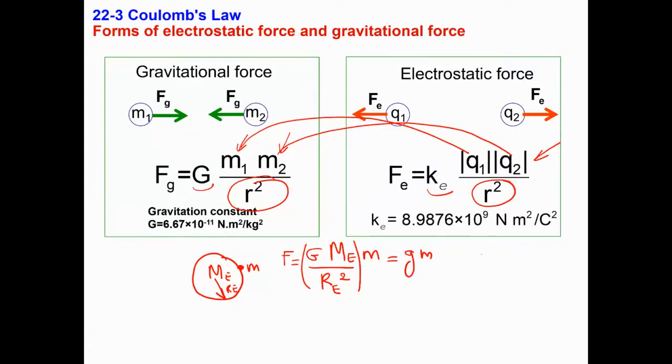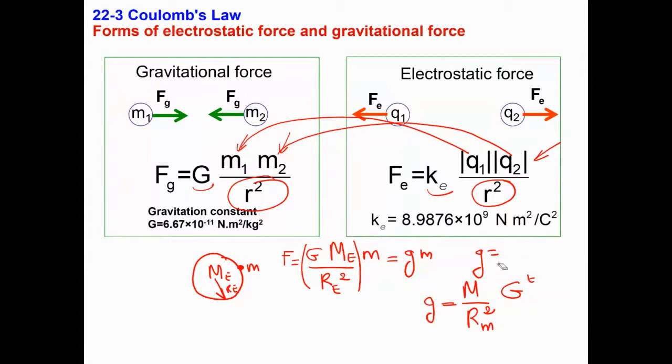So actually, the little g, on Earth at least, is equal to the mass of the Earth times the gravitational constant G, which is 6.67 times 10 to the minus 11, divided by the radius of the Earth squared. So if you are on the moon, this is on the Earth, you can also determine the value of g on the moon. It's going to be the mass of the moon times the gravitational constant G divided by the radius of the moon squared.